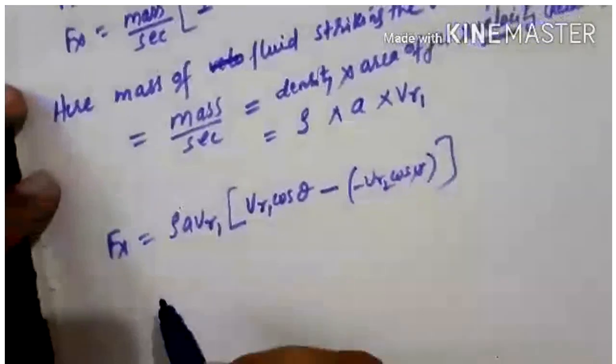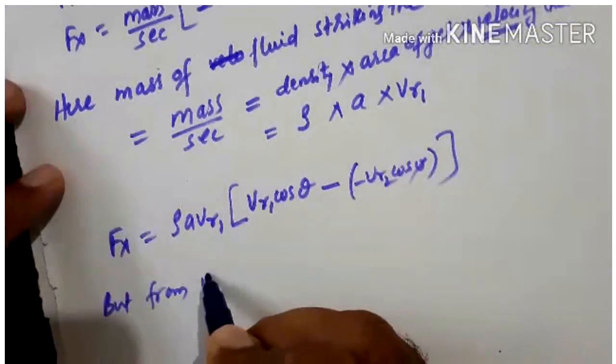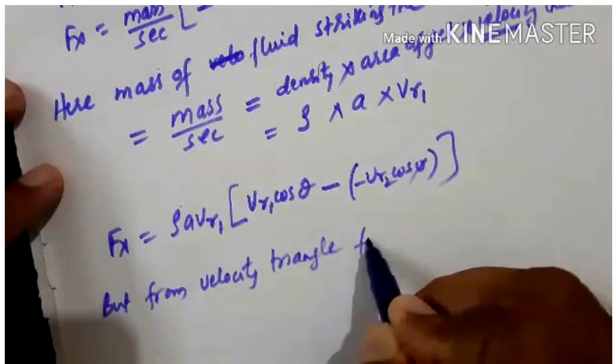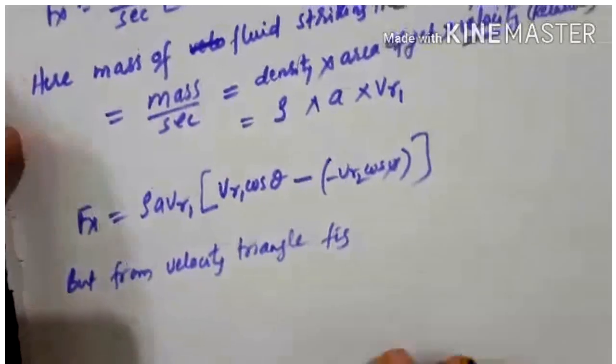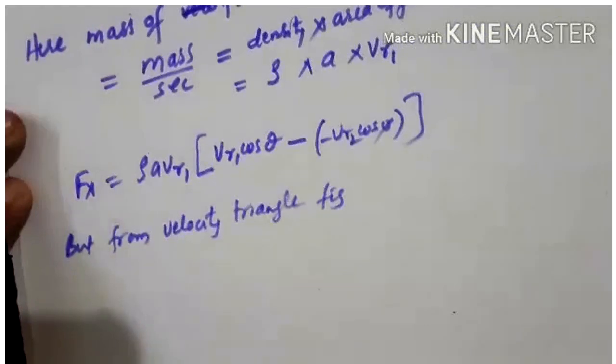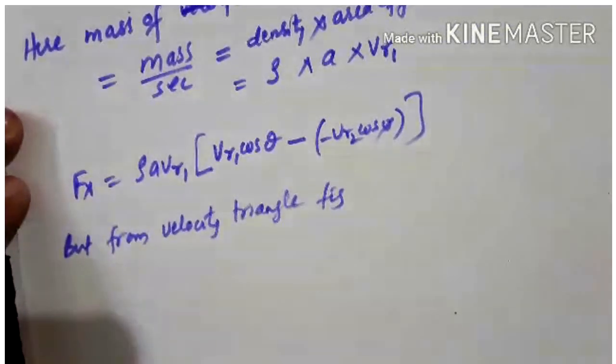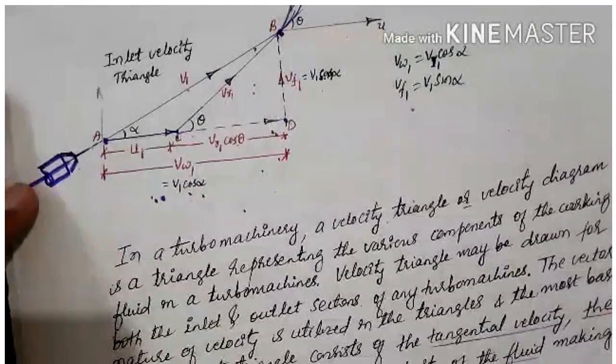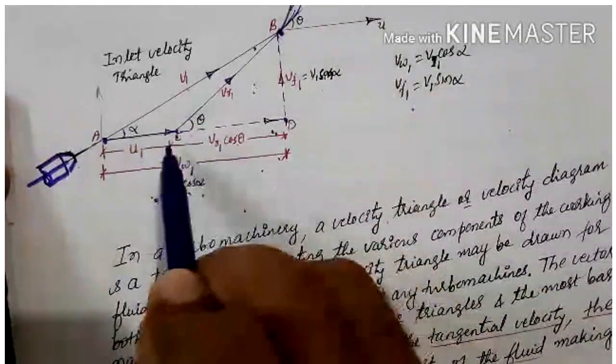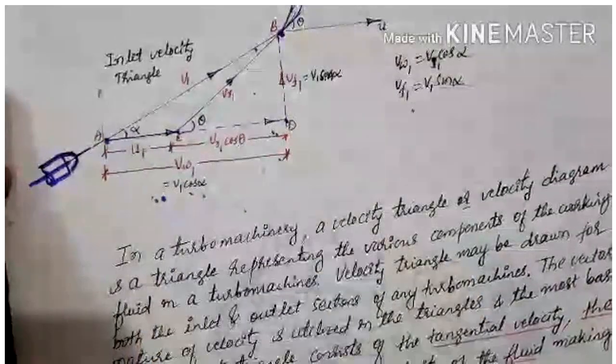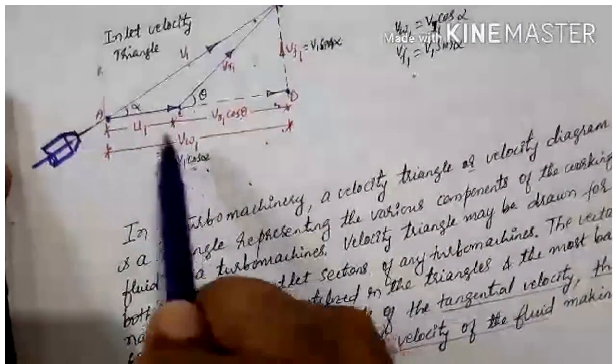But from the velocity triangle figure, if you look at the velocity triangle figure, what is VR1 cos theta? If you look at this velocity triangle, this is VR1 cos theta, from here to here. So VR1 cos theta is what? VW1 minus U1.